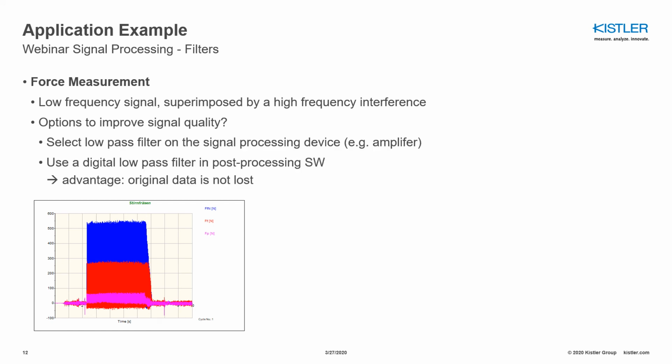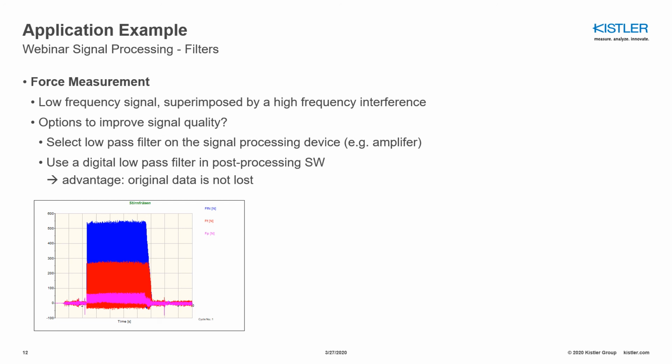We can select a low-pass filter on the signal processing device, or we can use a digital low-pass filter in a post-processing software. The second option has the advantage that we do not lose the original data. So whenever we are not so sure what kind of filter we are going to set, maybe it's then a good idea to acquire the raw signal and then try different filtering options in a post-processing software.